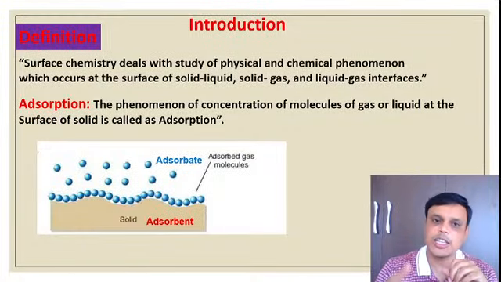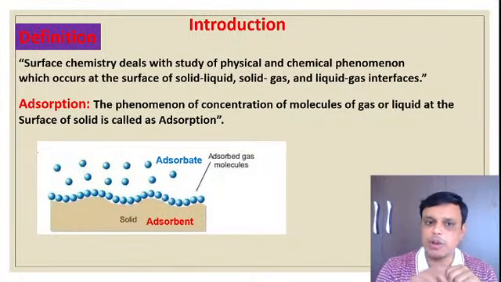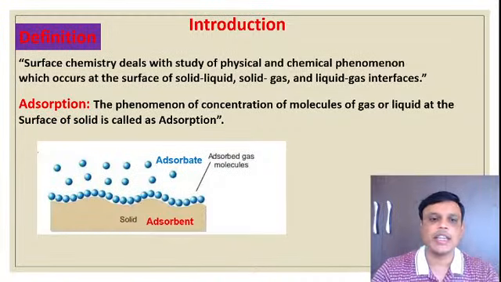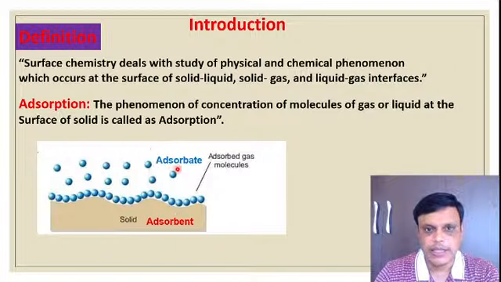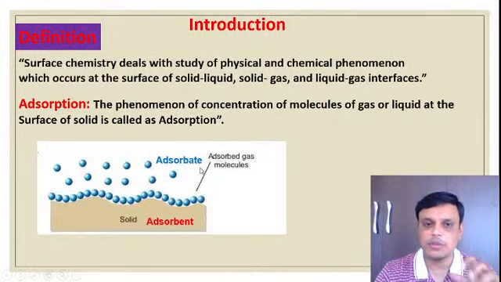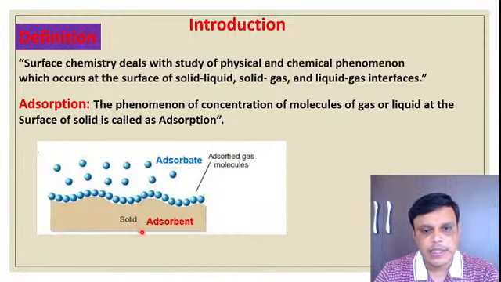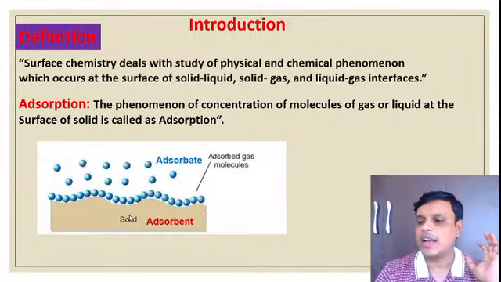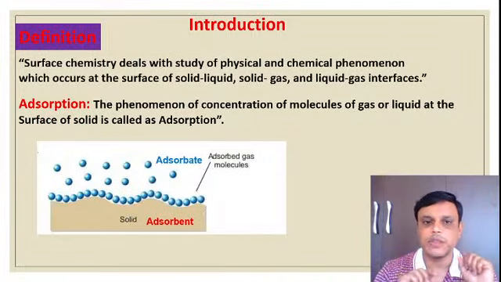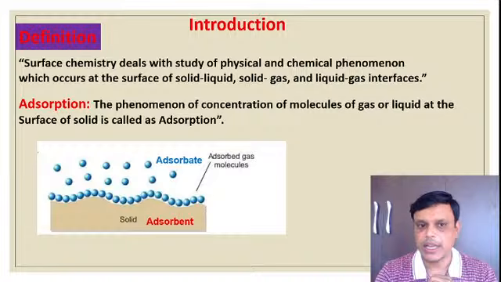And whatever the gas molecules that are being adsorbed on the solid surface, those gas molecules are called the adsorbate. Please see the difference between these two terms. Adsorbate is the gas molecule, that means the substance which is being adsorbed, and adsorbent means the surface on which those gas molecules are adsorbed. Okay, so this is the difference between adsorbate and adsorbent.